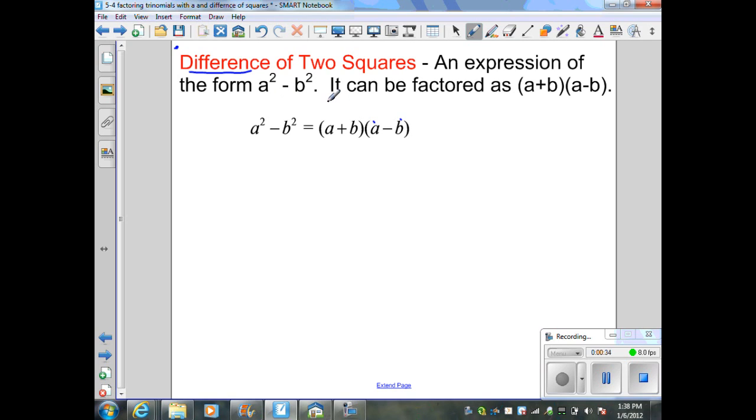Then it can be factored in the form of the product of its factors. In other words, we put down two sets of parentheses, as demonstrated here, and I break up the first term by its perfect square, a and a. The second term breaks up into its perfect square, b and b. And here I have a plus minus sign.